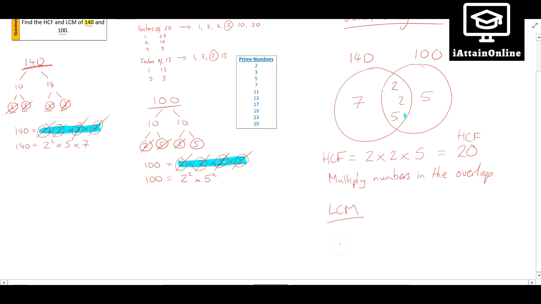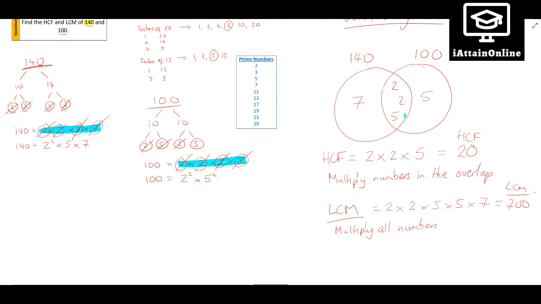To find the lowest common multiple, we multiply all of the numbers. So I tend to do them in order just so I don't miss anything out. 2 times 2 times 5 times another 5 and then times that by 7. That's going to give me 700. So the lowest common multiple of 140 and 100 is 700. That means if I wrote out my 140 times table and then I wrote out my 100 times table, the lowest number that would be the same in both lists would be 700.